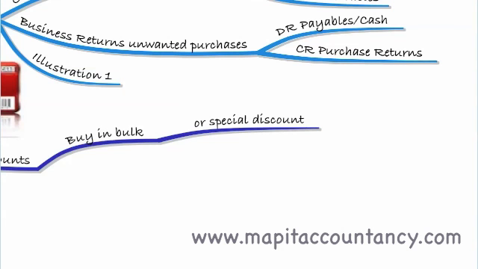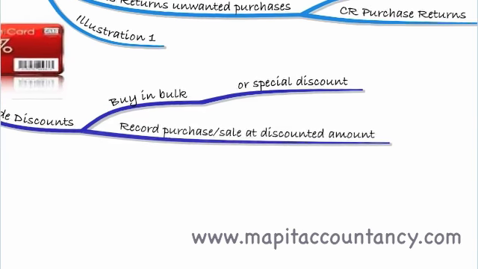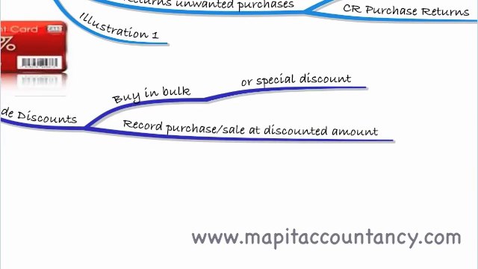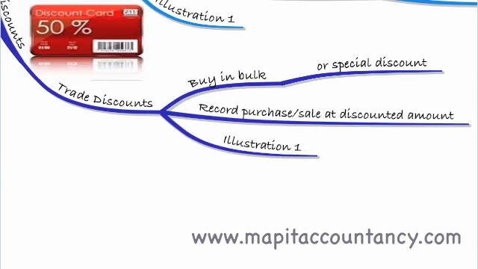However this is done, what you need to do is for the discount, record the purchase or sale at the discounted amount. So where we've received a trade discount for buying in bulk or a special discount, we record that purchase or sale at the discounted amount. So let's just check that we can do that for illustration 1.